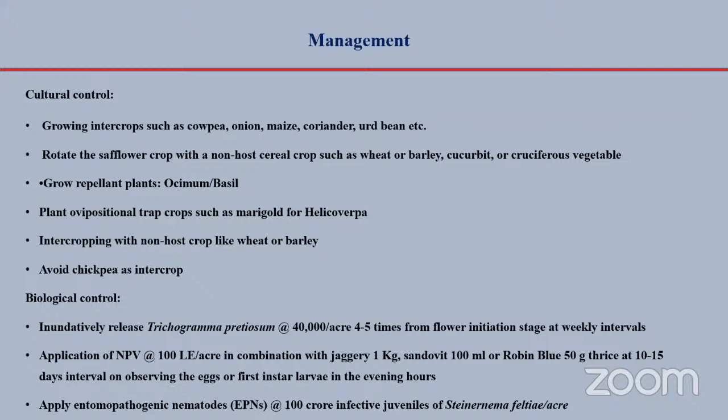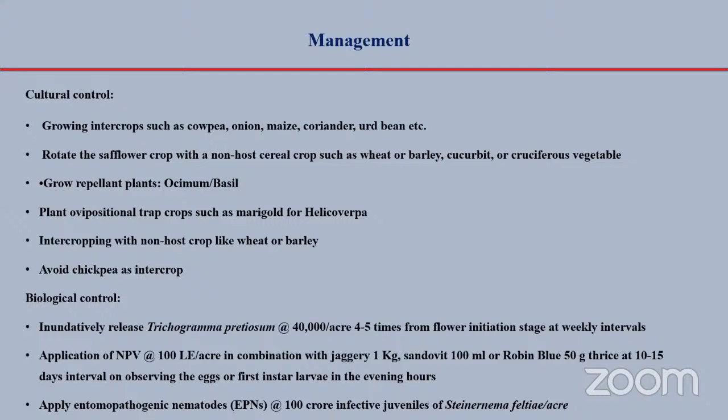That also you know. Here the extra is that you can go for growing repellent plants like ocimum or basil. Then, as you know, marigold is an ovipositional trap crop. Then you have to go for intercropping with non-host crops like wheat or barley in order to reduce the incidence season after season. And here it is given that you have to avoid chickpea. If you grow chickpea as an intercrop, then the damage will be doubled.